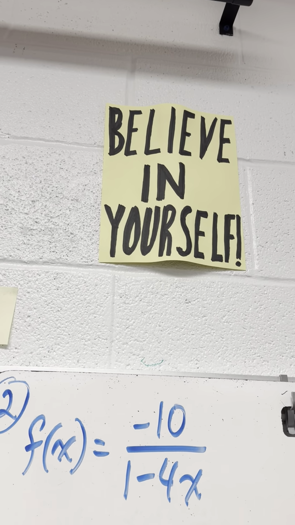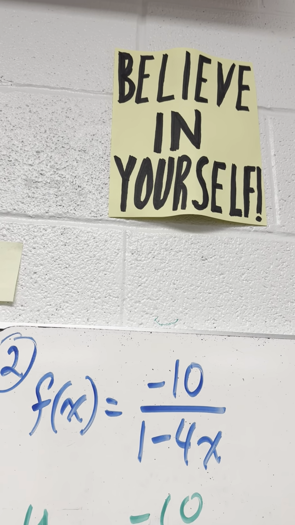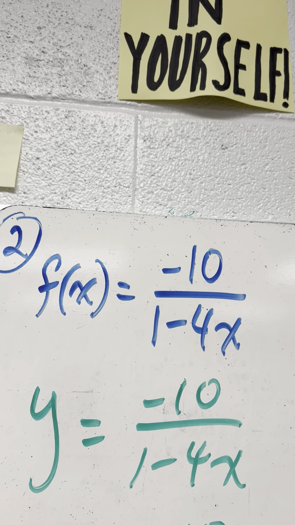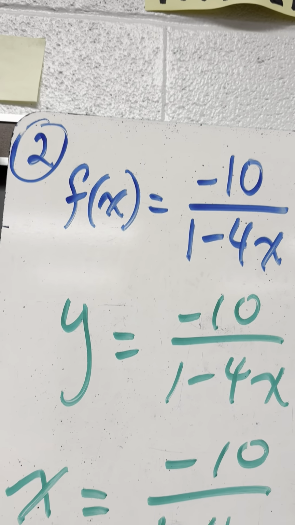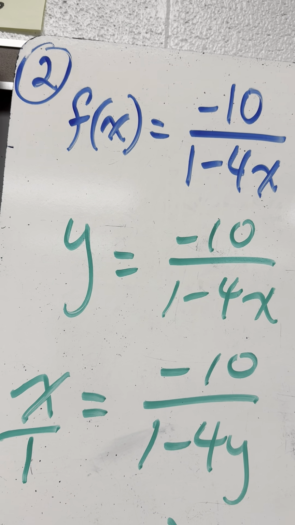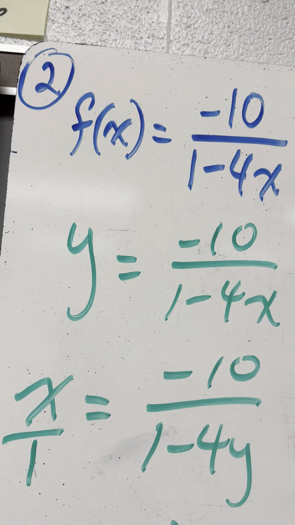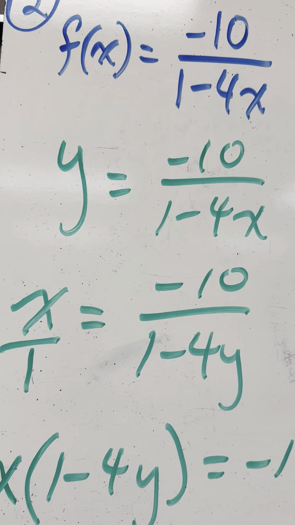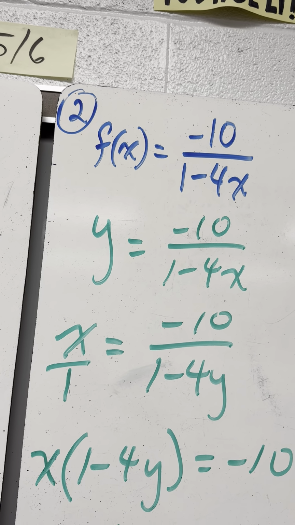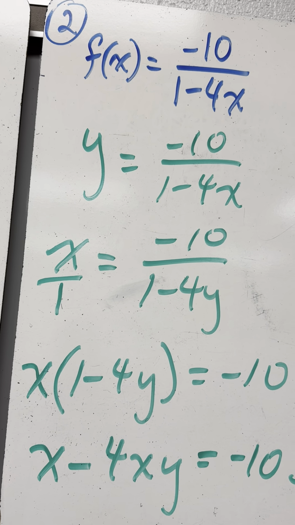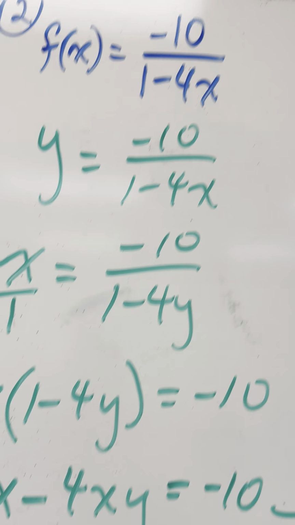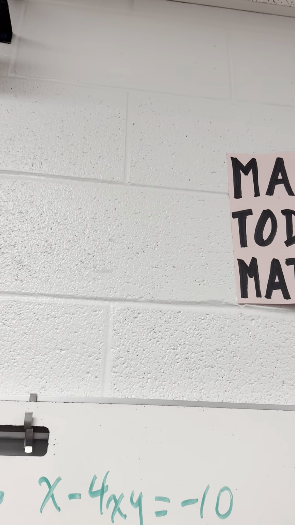F of x equals negative 10 over 1 minus 4x. Rewrite it as y equals negative 10 over 1 minus 4x. Flip the x and the y. Instead of y, I put x. Instead of x, I put y. X equals negative 10 over 1 minus 4y. Cross multiply. X times 1 minus 4y equals negative 10. Distribute. 1x, or x, minus 4xy equals negative 10. Okay. X minus 4xy equals negative 10.